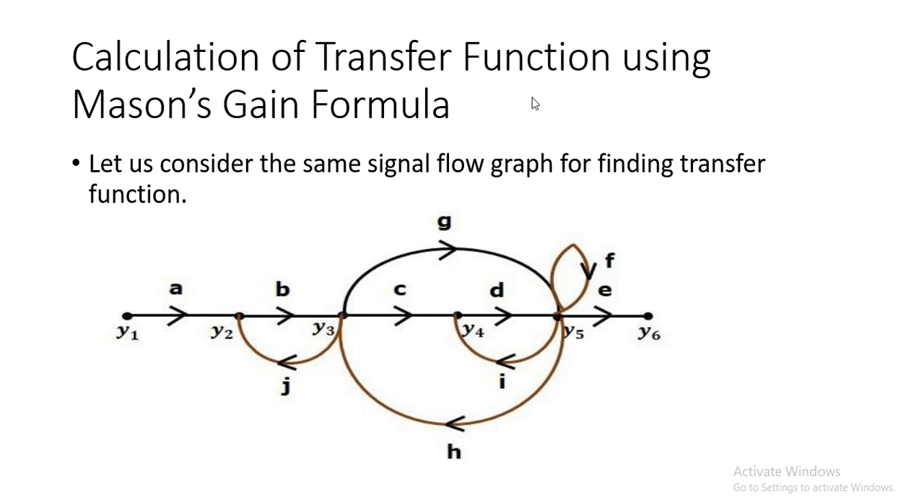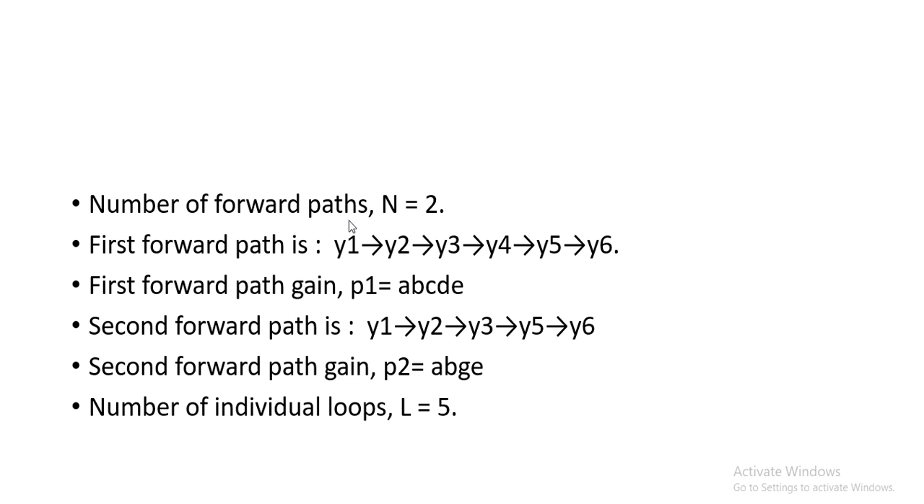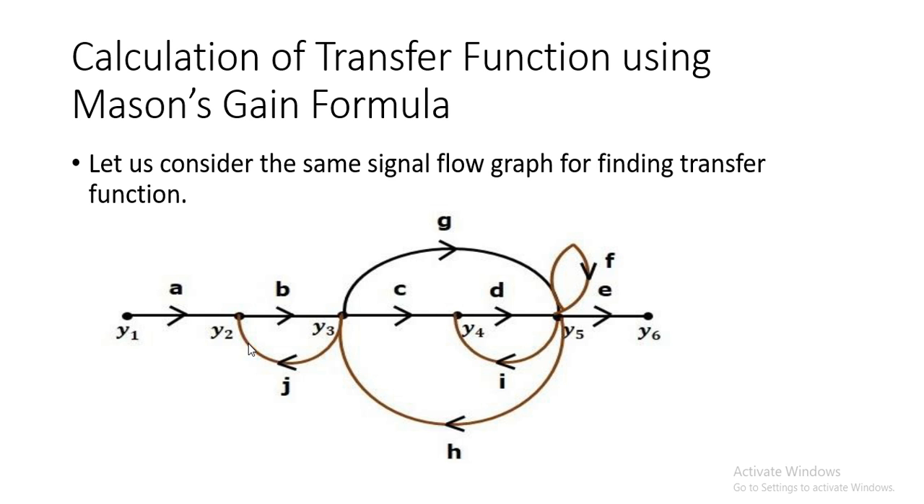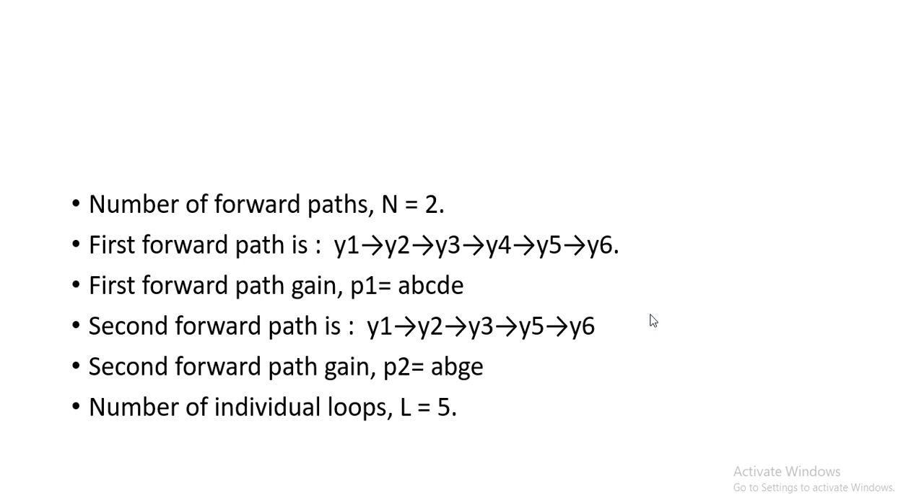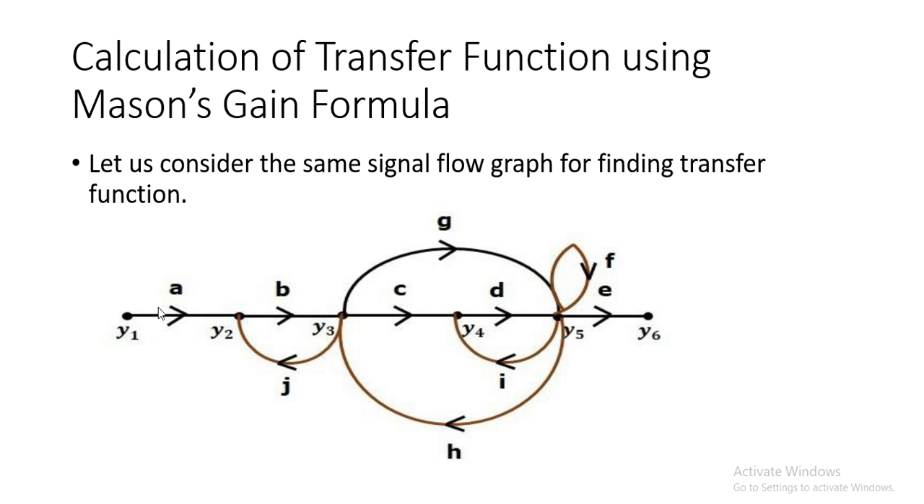See, number of forward paths, there are two forward paths. The first is y1, y2, y3, y4, y5 and y6. This is the first forward path. And the gain will be what? The multiplication of the gains above the branches. So if the path is like this, we have to just see the branch gains of that path and we have to multiply.